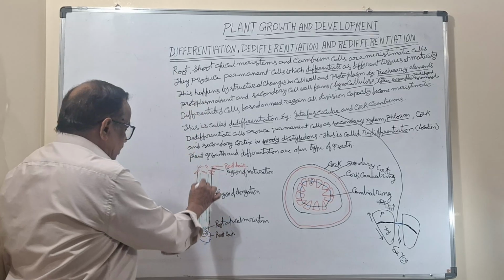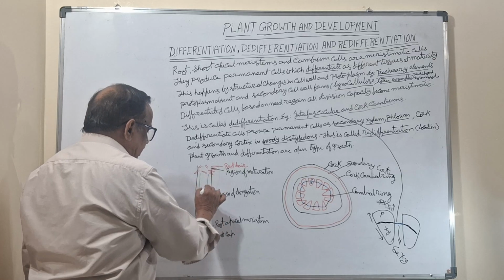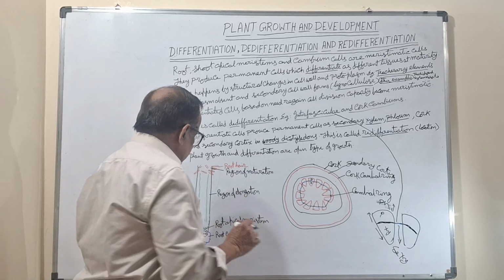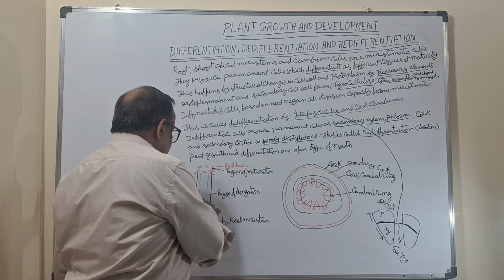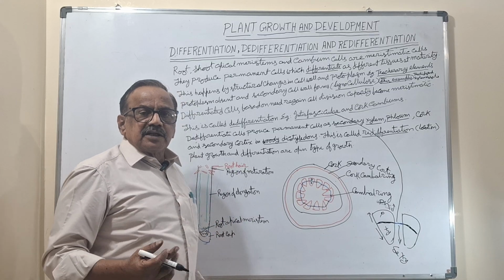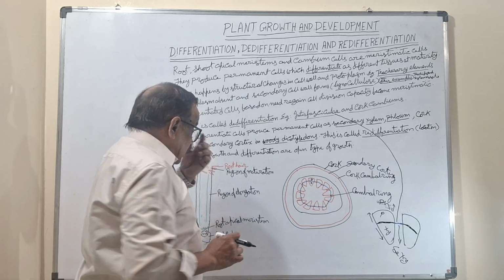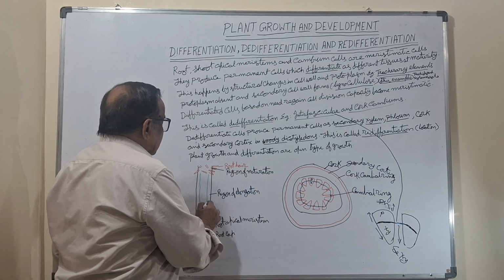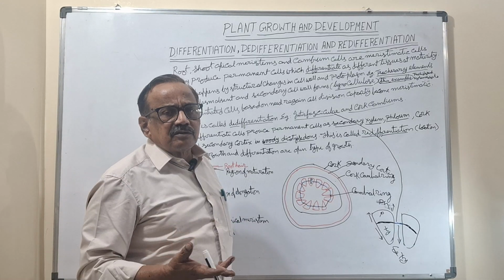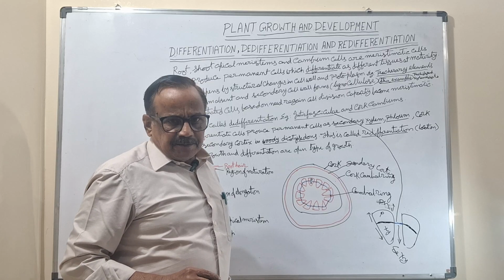And here, why I showed these two lines: the cells going in this way, between the green and black lines, will be converted into the cortex. The cells between the two green lines will be converted into the stele, that is, the vascular bundles and all the other things. So depending on location, the cells in the elongation zone are converted into the other tissues. I think you might have got a perfect idea.